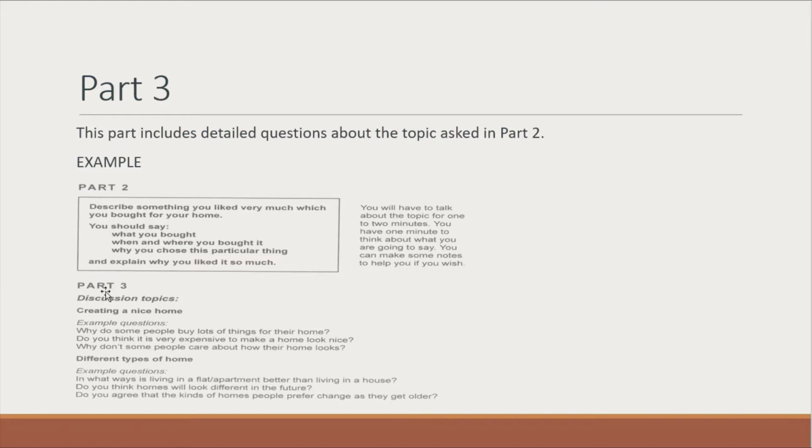Now look at part 3. Creating a nice home, different types of home. Now part 2 was about a thing you bought for your home. And then part 3 is about a home, creating a home, different types of home. So a familiar topic with the topic in part 2, right? And remember in part 3, you have to give detailed answers, right? For example, why do some people buy lots of things for their home? So you have to give around 5 to 6 sentences, a detailed answer, right?